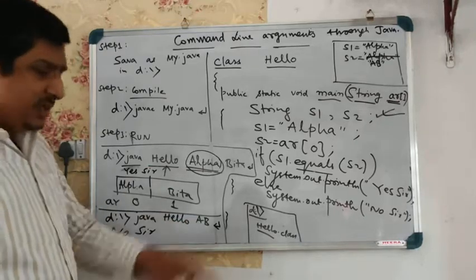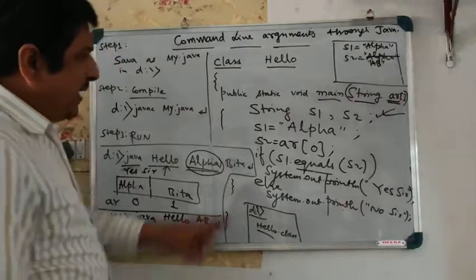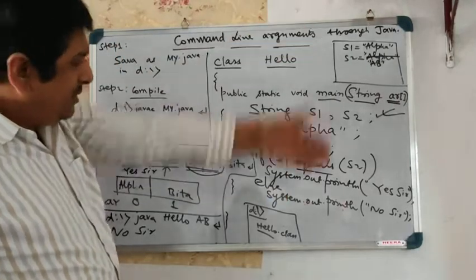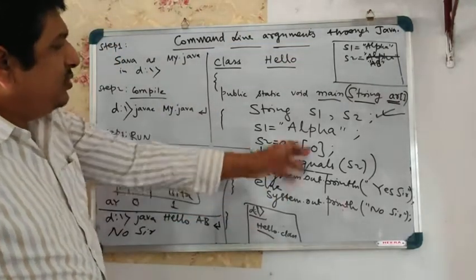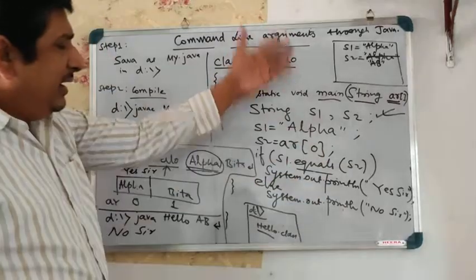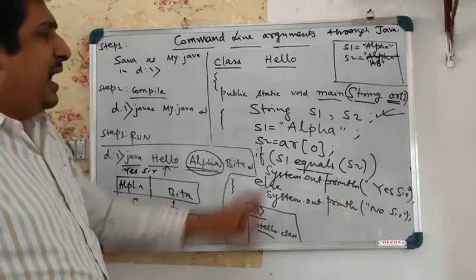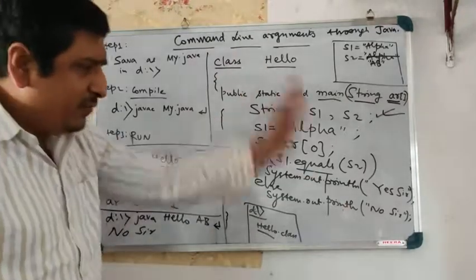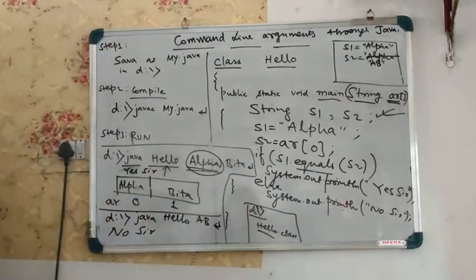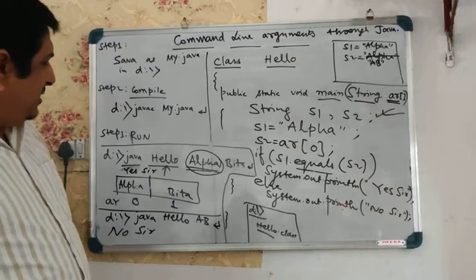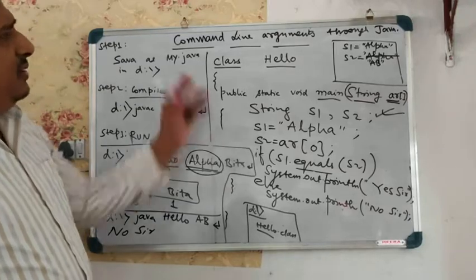So there are options. I have shown only one argument, but you can write alpha, beta, and add some more into this program. Similarly you can write S3 equals AR1 and so on, and perform different types of calculations using these command line arguments. So I think every one of you has learned and understood this beautiful concept of command line arguments.